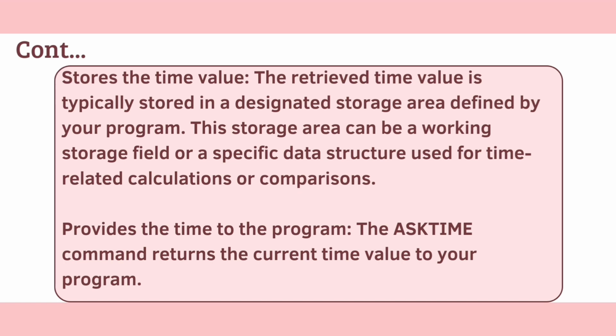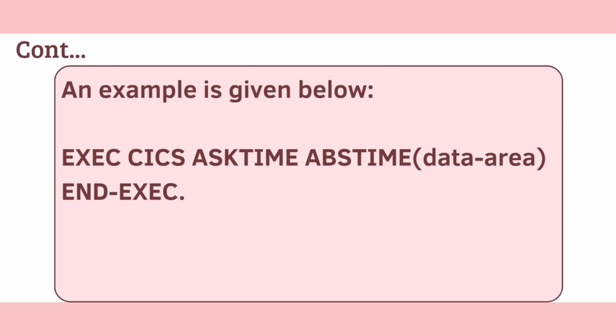The EXEC CICS ASKTIME command is commonly used to obtain the current system time for various time related operations within a CICS program. This may include generating timestamps for transaction processing, capturing the time of specific events, calculating time durations, or implementing time-based validations. So here I have given an example. Please have a look.